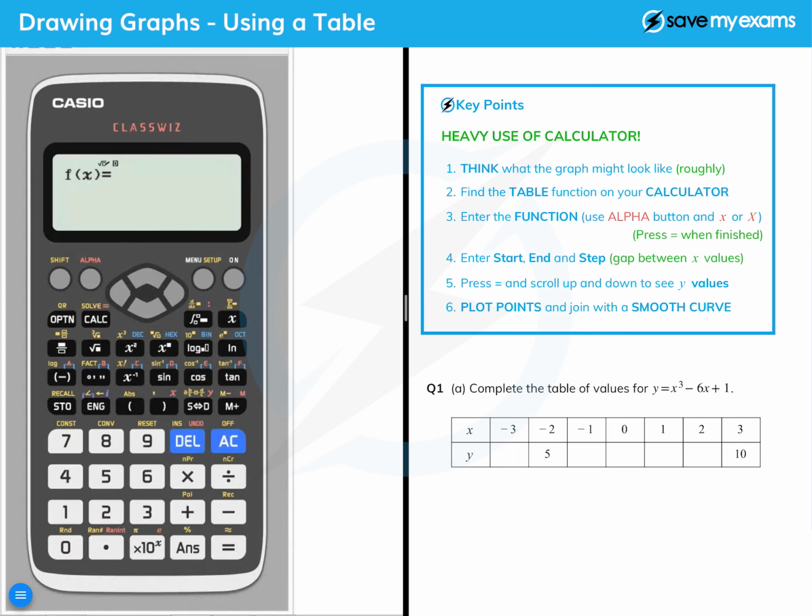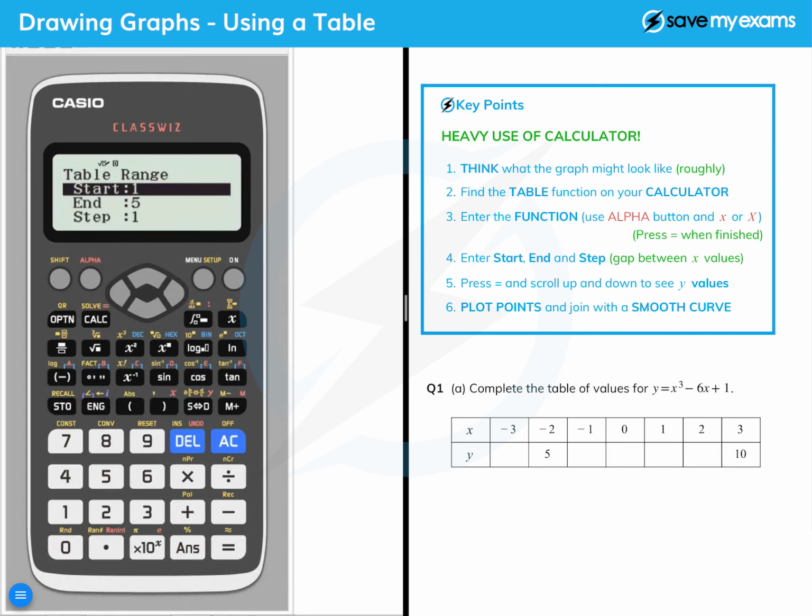But anyway, I'm going to do x cubed, so that's alpha, and then the right-hand bracket gives me an x, and then I need to do cubed, which is shift x squared, and that gives me x cubed. And then minus 6, and again alpha x on the right-hand bracket there, plus 1. And that is my function entered. I need to press equals so that the calculator knows what I'm talking about. And on some calculators, it'll give you the option to enter a second function. And actually, I don't want to. So I just press equals again, and I'm done.